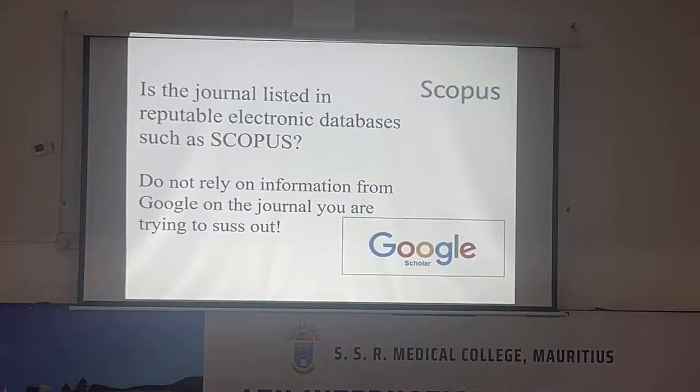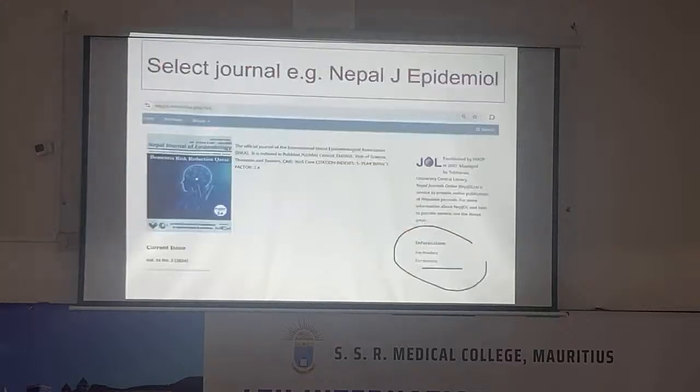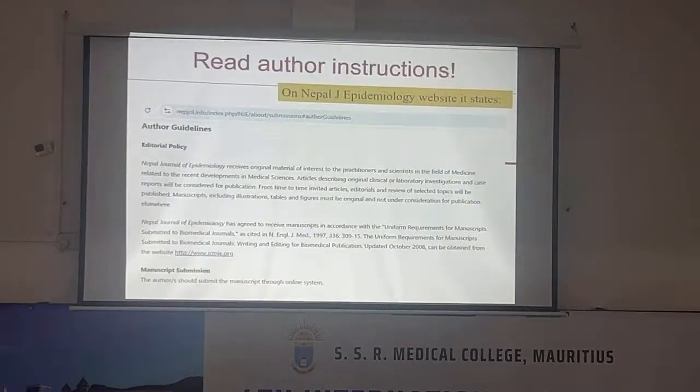And then the other thing is to check whether the journal has been listed in a reputable database like Scopus. Don't always rely on Google Scholar, because sometimes it picks up so many other things. The other one, as we discussed, is that the author instructions are very important.